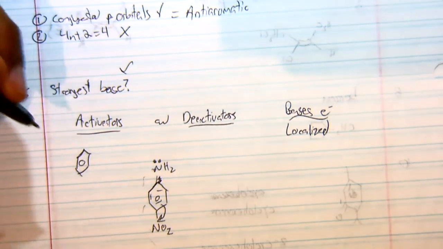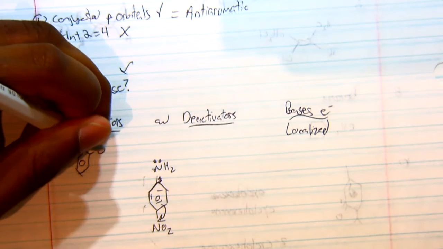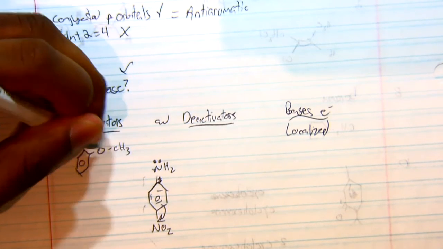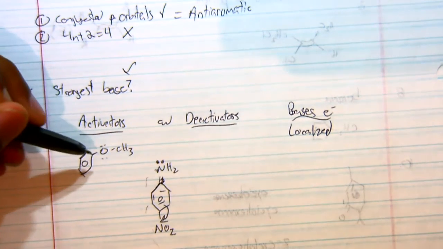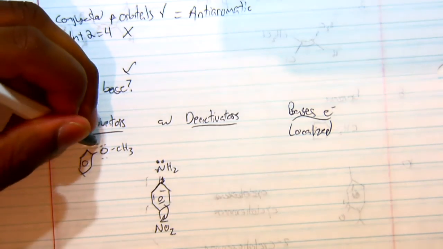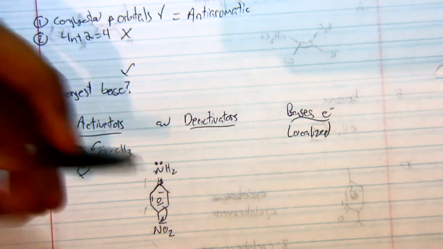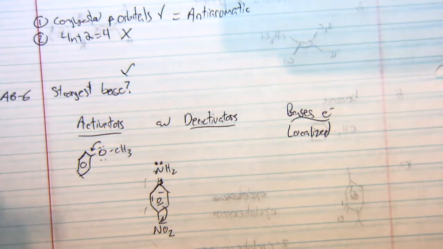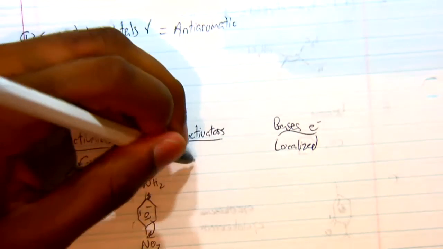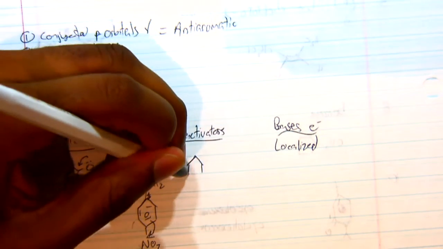So let's just do a generic activator. So OCH3. This one has electrons, and it'll donate to the ring and help resonance take place. There's more electron density in the ring, so reactions would take place faster. Does that make sense? With deactivators, like NO2, this is a really good question.